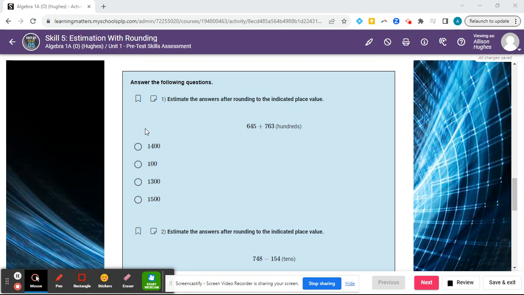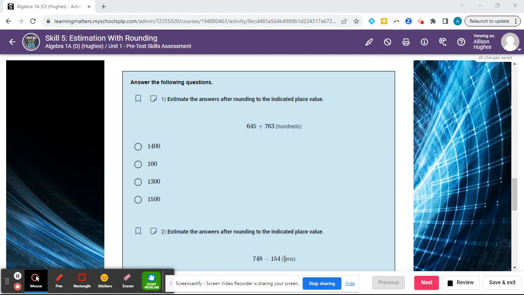Hi, in your example problem, you have: estimate the answers after rounding to the indicated place value. So what they're asking you to do here is take a look at what's inside of the parentheses. This is where they want you to find the place value that you're going to round each of your numbers to. So this one says hundreds place. So we want to round each number to the hundreds place, and then you can perform the operation. Just like in example number 2.